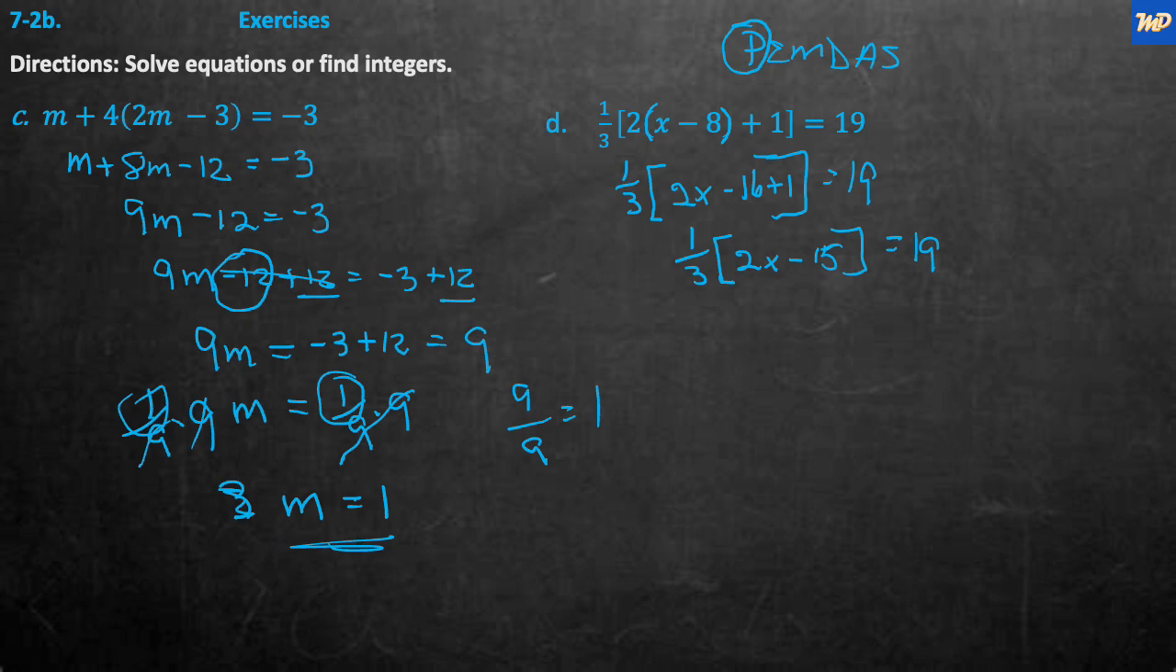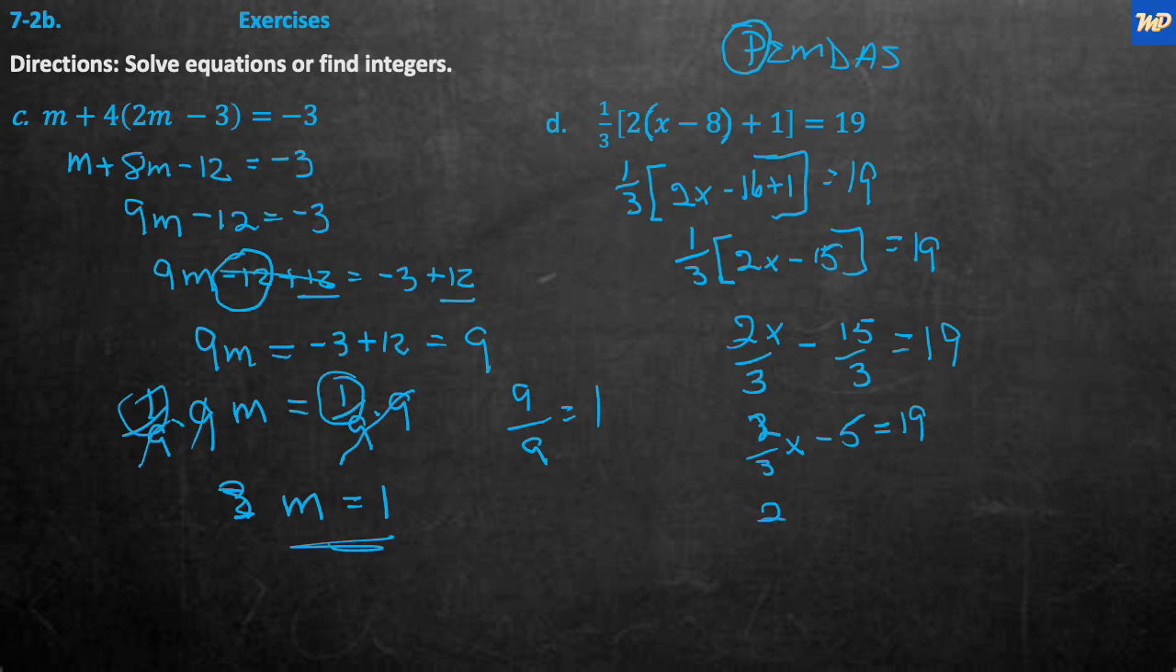So in order to solve this, we're going to multiply this through. So it's 2x over 3, this 2/3, right? Minus 15 over 3. So now these are taken care of, the brackets are gone, and that equals 19. So now we have 2/3 x minus 5 is equal to 19, because I have a negative sign here, and 15 divided by 3 is 5.